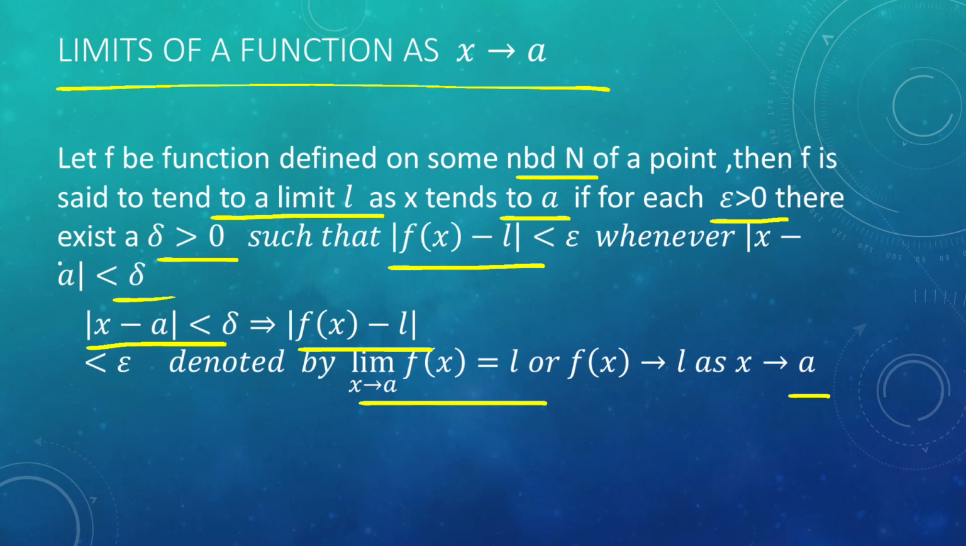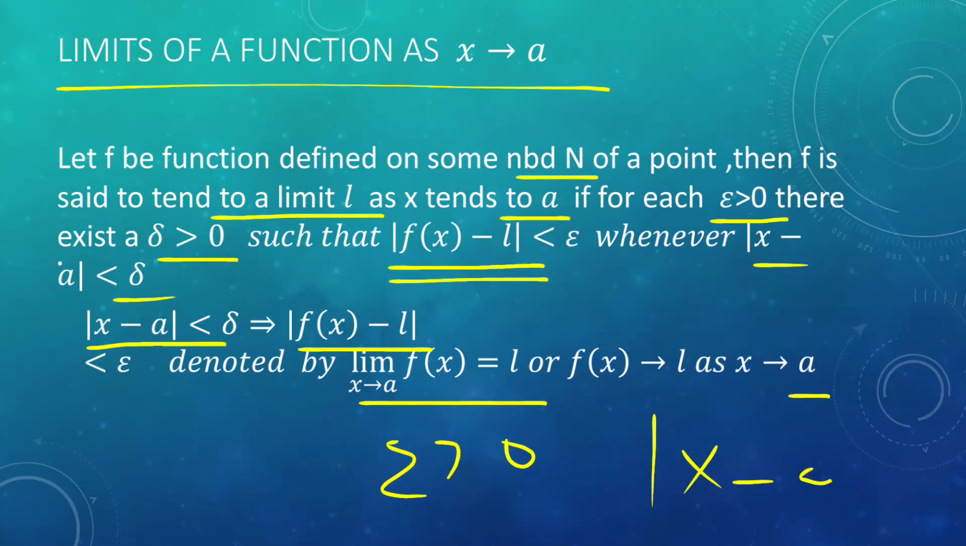Remember, there must be a given epsilon which is positive, and then the function minus the limit should be less than epsilon. This will happen only if the condition is true that the absolute value of x minus a is less than a given delta. If those conditions are okay, then you say that L is the limit of that function.